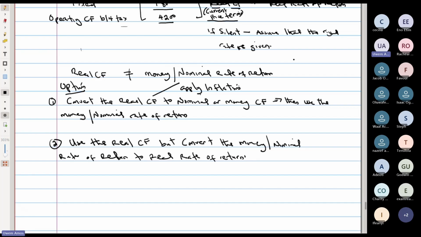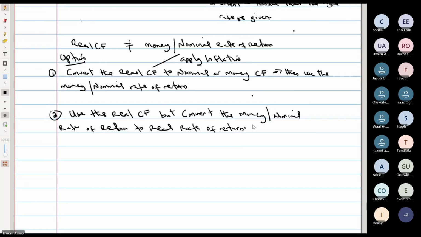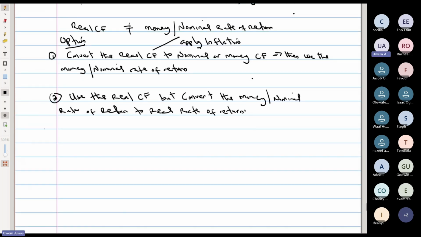So those are the two options you have. You are not meant to do both of them. Just pick any of them and then you are good. But I want to do both for this specific question, just for this question. So let's proceed. Let's begin with option 1.